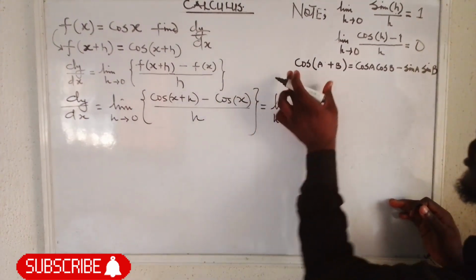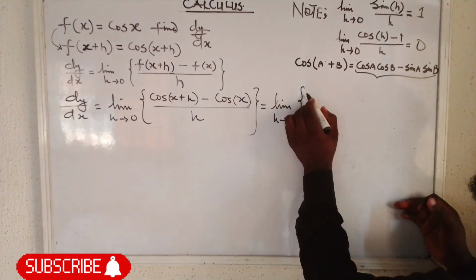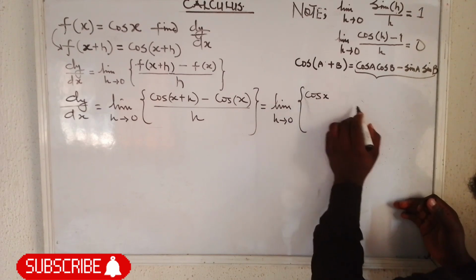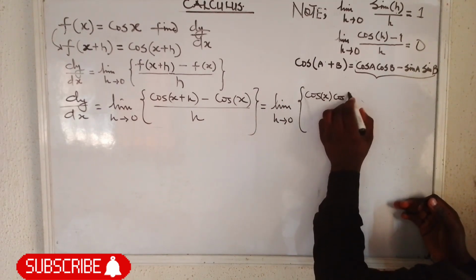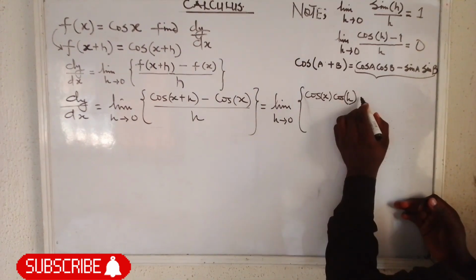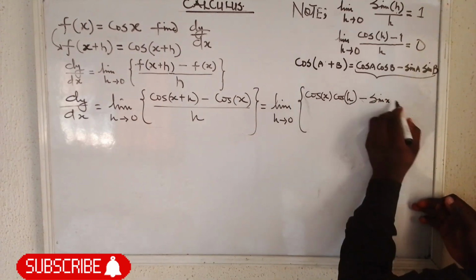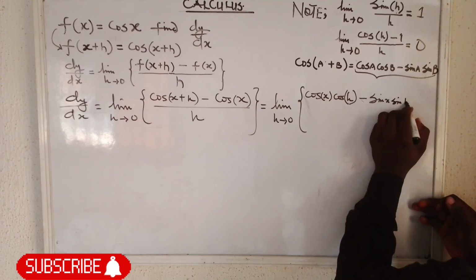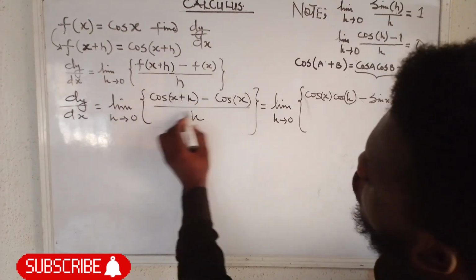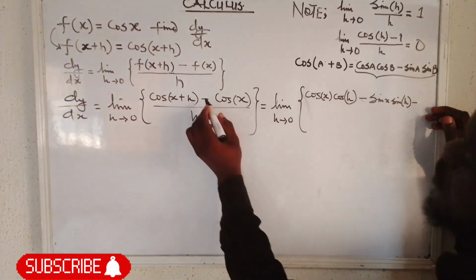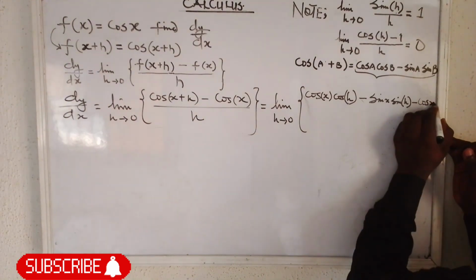What is the cosine of x plus h? It's going to be represented with this identity here. So we're going to say, therefore, that this is going to become cos x cos h, minus sin x sin h. Then minus what? Don't forget, this minus is the minus we are having here. Then what do we have? The cosine of x.